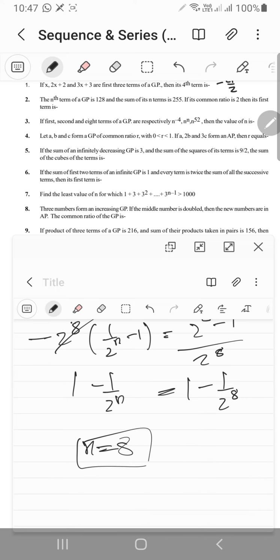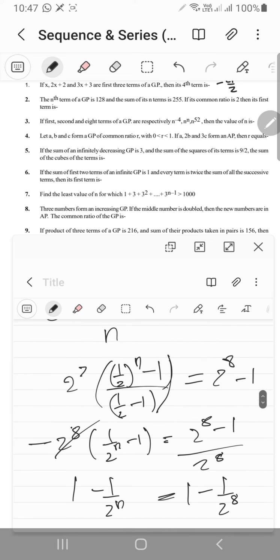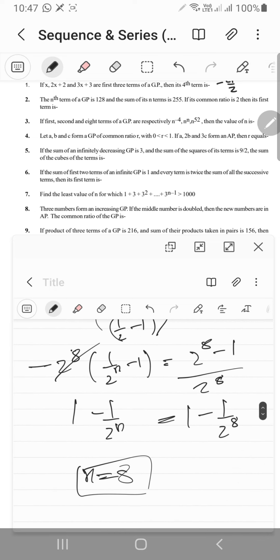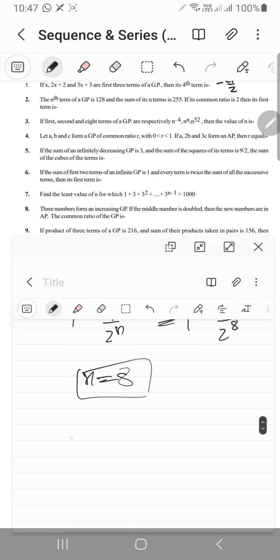Okay. Its first term would just be, what's the last term? The last term was 128, which is just 2 power 7. So 2 power 7 is the first term times r, which is 2 to the power of n minus 1, which is 7. So yeah, first term is 1.